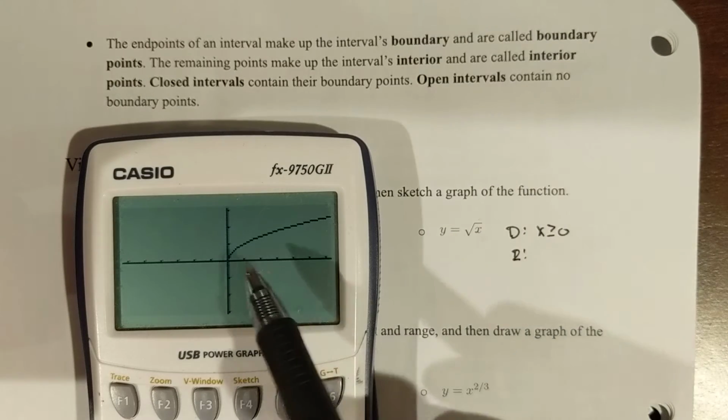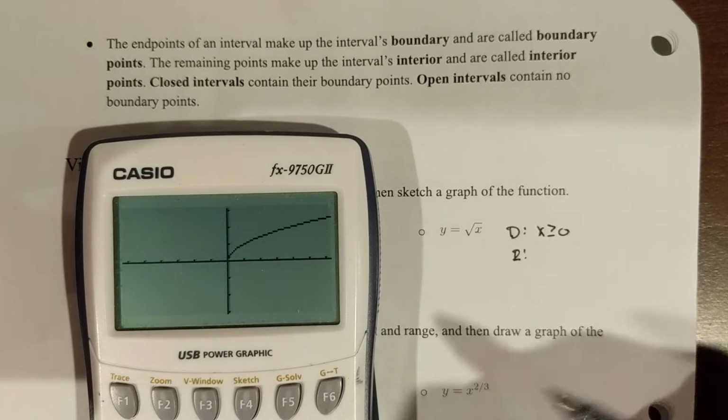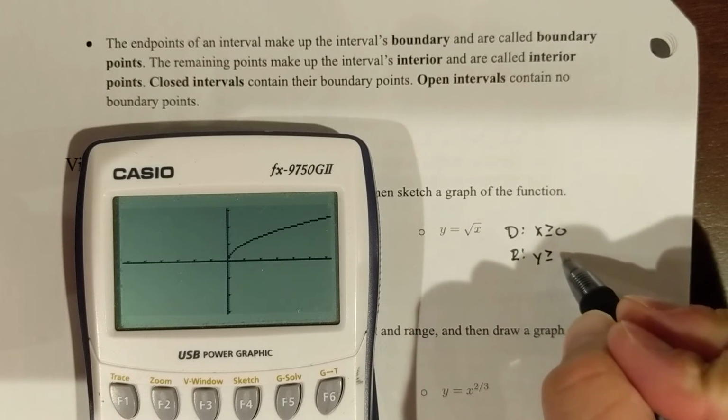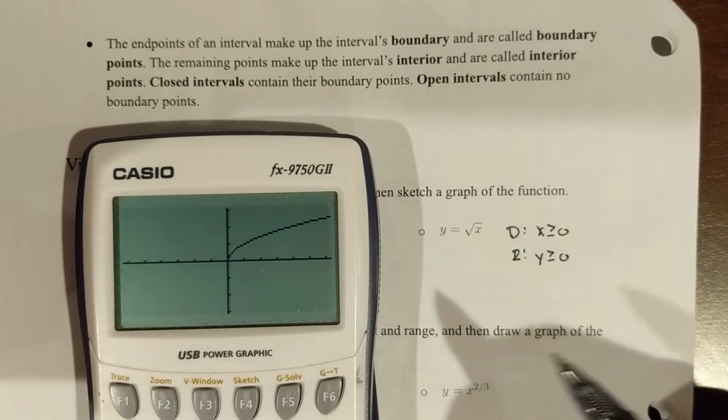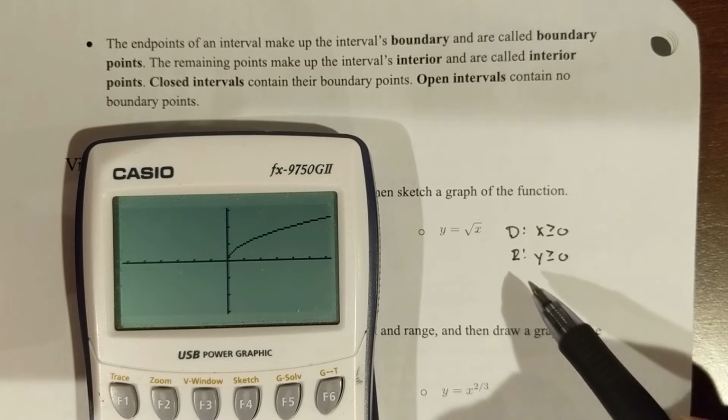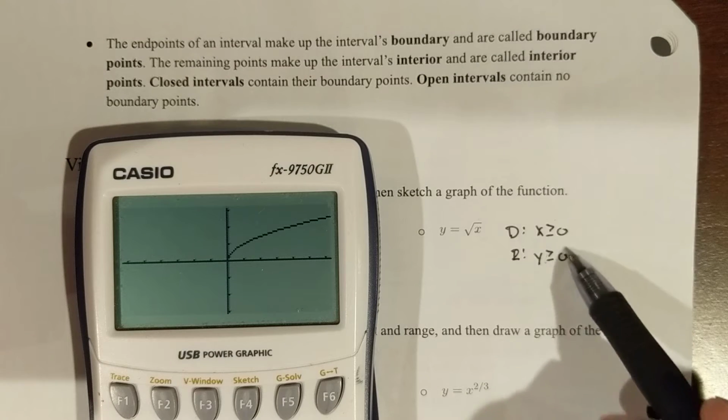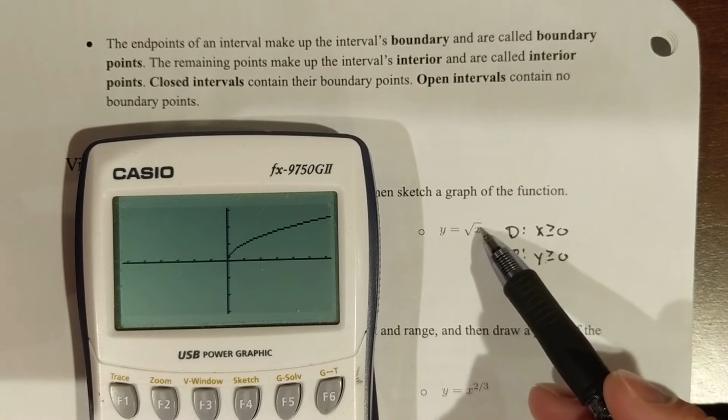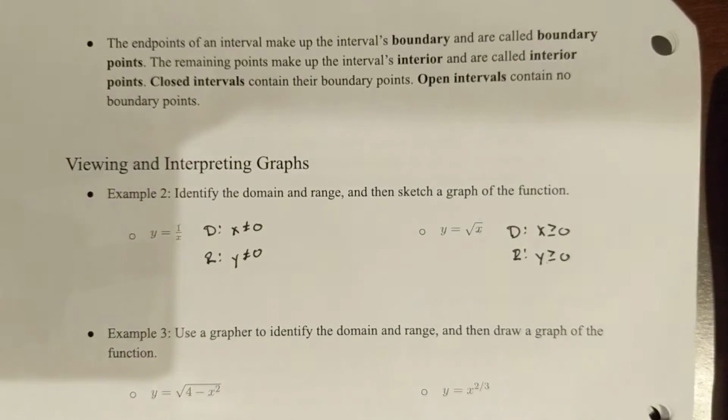The range, if you look, always stays above the 0 value, so y must be greater than or equal to 0, because square roots always return positive numbers, so it has to be a positive value. 0 is allowed because the square root of 0 is 0.